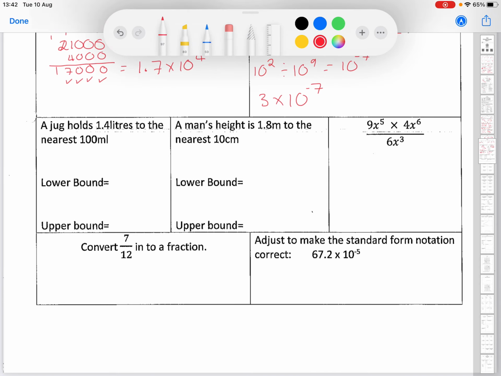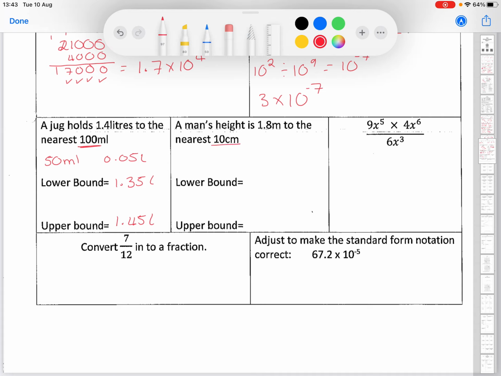A jug holds 1.4 litres to the nearest 100 millilitres. So we want the upper and lower bounds. When we're doing the upper and lower bounds, we take wherever we're rounding to, and we're going to half that, so that's 50 millilitres. In this case, we want it in litres though, so that's going to be 0.05 litres. Lower bound, we're going to subtract that. So we're going to do 1.4 subtract 0.05, so that's going to be 1.35 litres. And our upper bound, we're going to add that on, so it's going to be 1.45 litres.